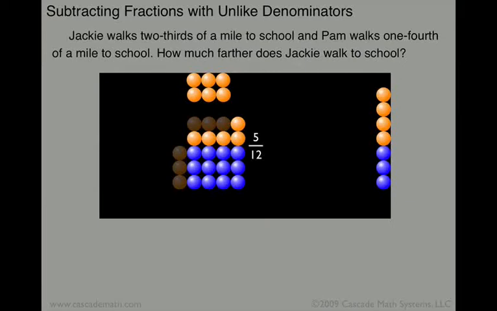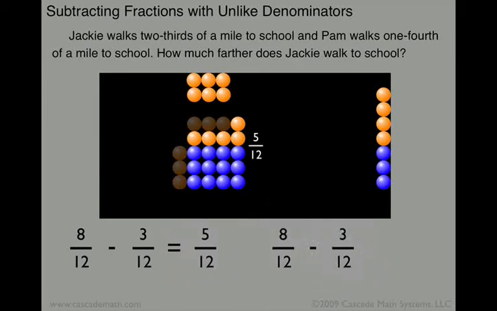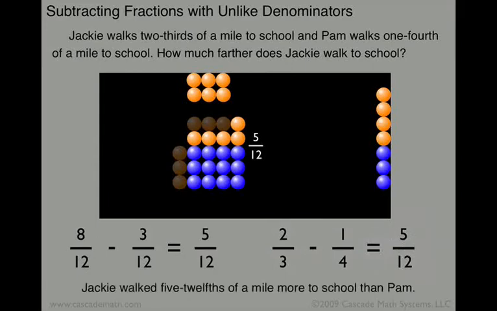As we can see, 8/12ths minus 3/12ths equals 5/12ths. 8/12ths minus 3/12ths equals 5/12ths is the same as 2/3 minus 1/4 equals 5/12ths. Jackie walked 5/12ths of a mile more to school than Pam.